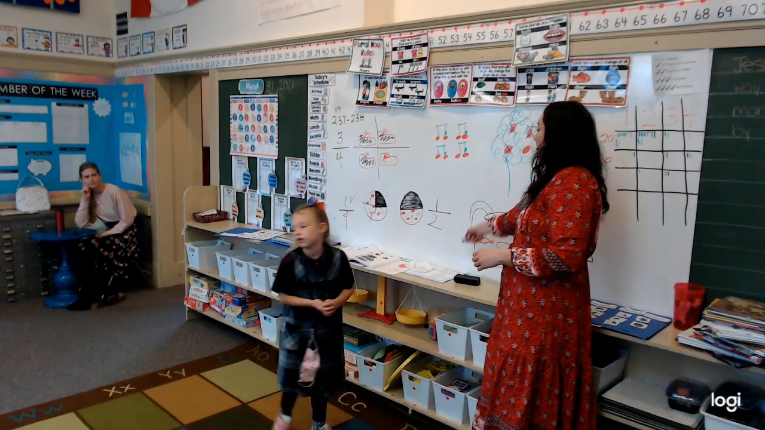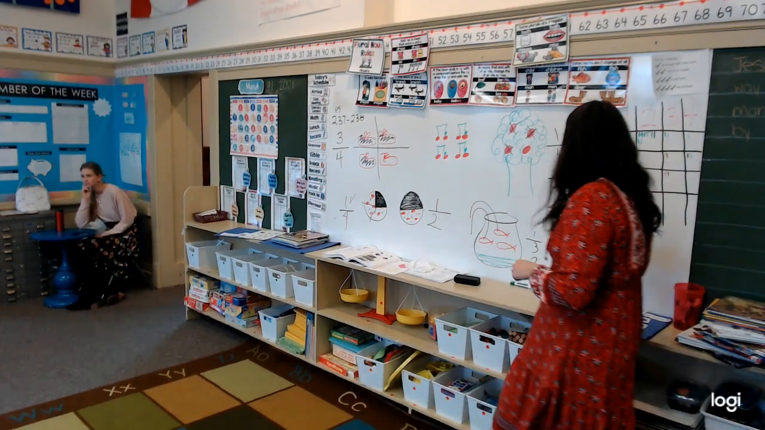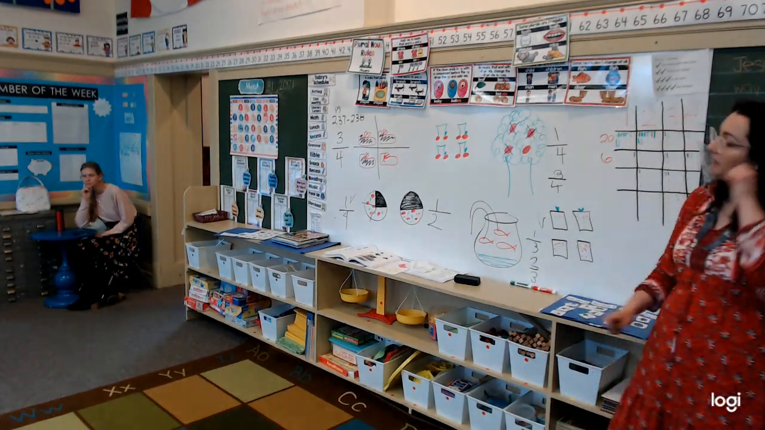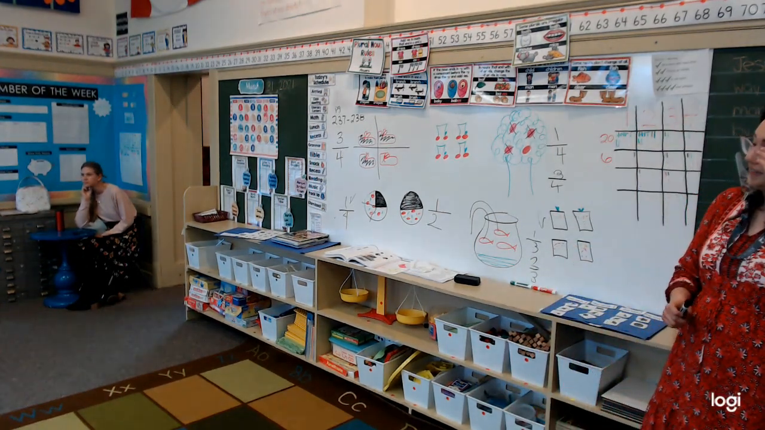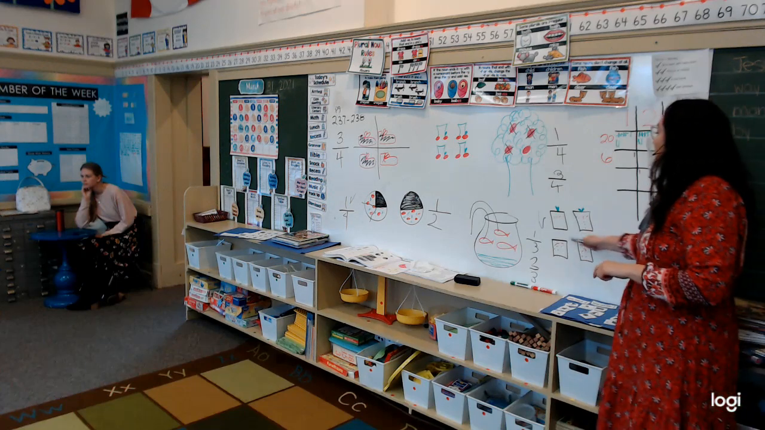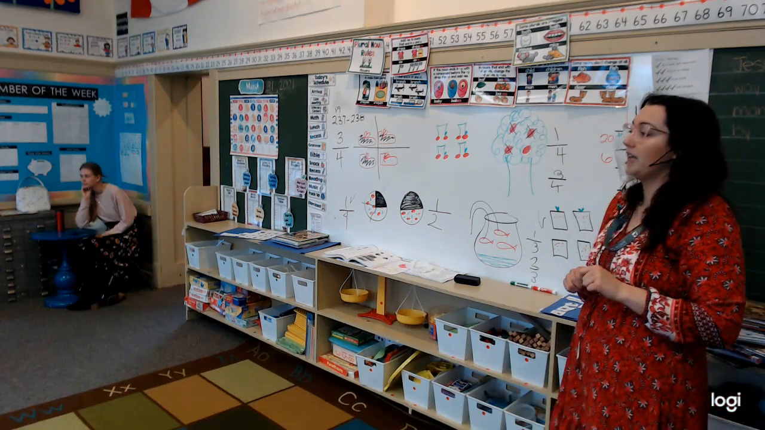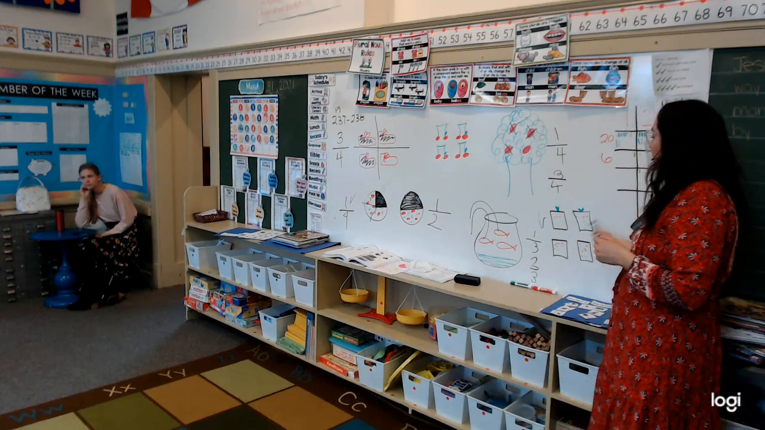Now let's look at our little sunflower seeds, a little sunflower pot. Okay? So how many pots altogether? 4. How many have sprouted?